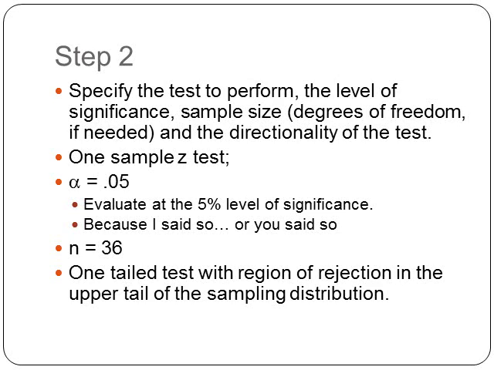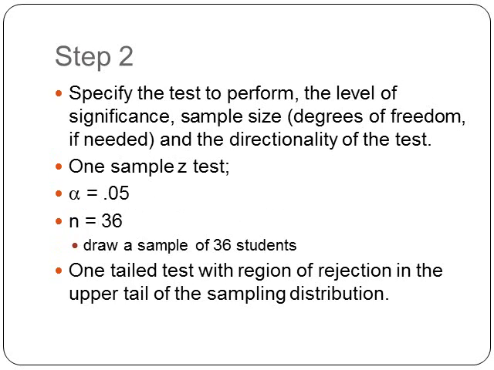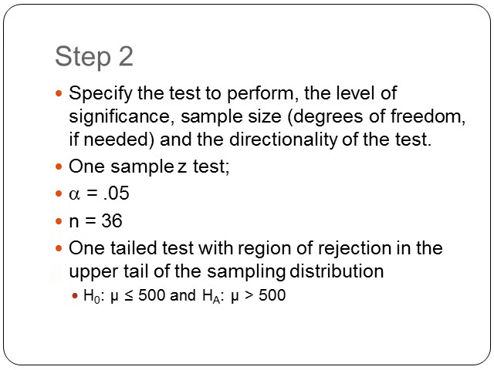So our next thing we see is that n equals 36. We're just reporting the sample size, and we know we're going to conduct a one-tailed test with a region of rejection in the upper tail. We're doing a one-directional test here. And with our one-tailed test, we're going to state the hypotheses again. The alternative is greater than 500, and our null is less than or equal to 500.